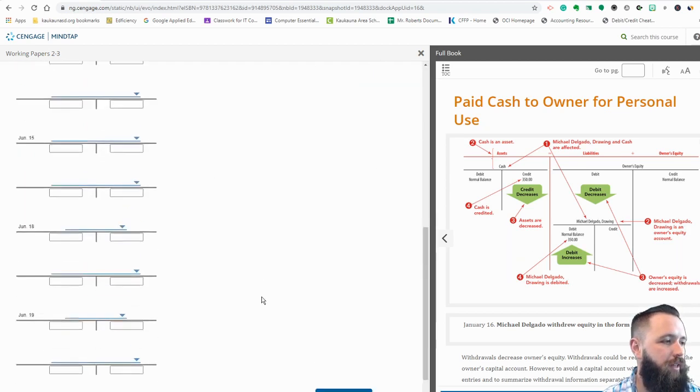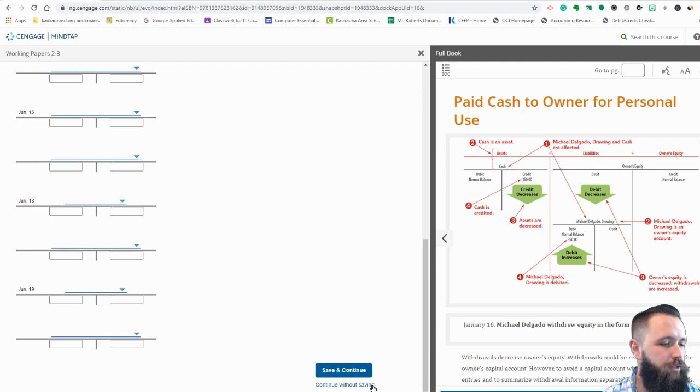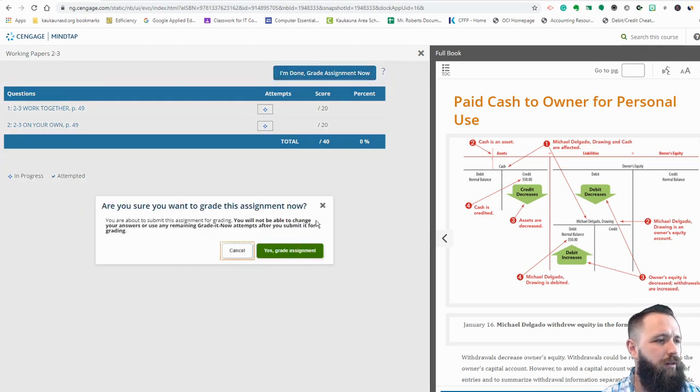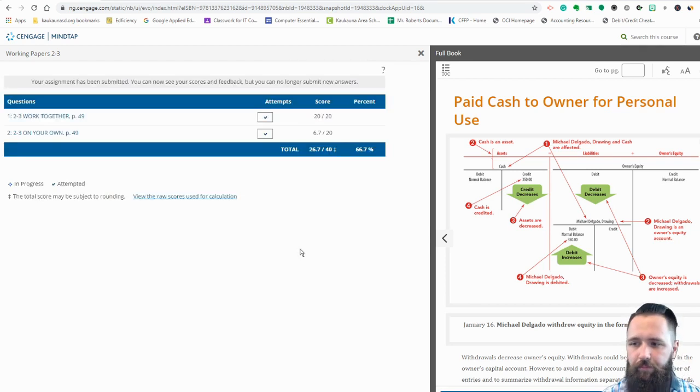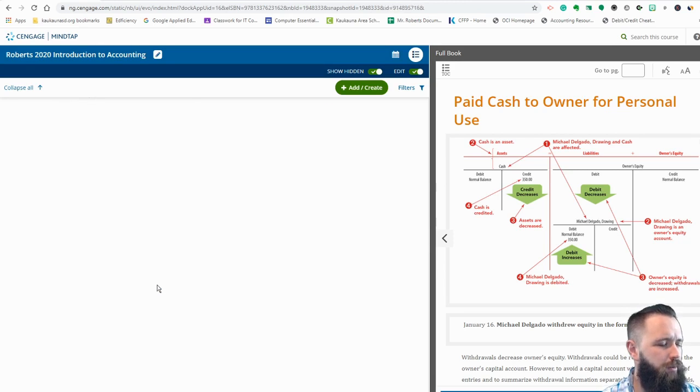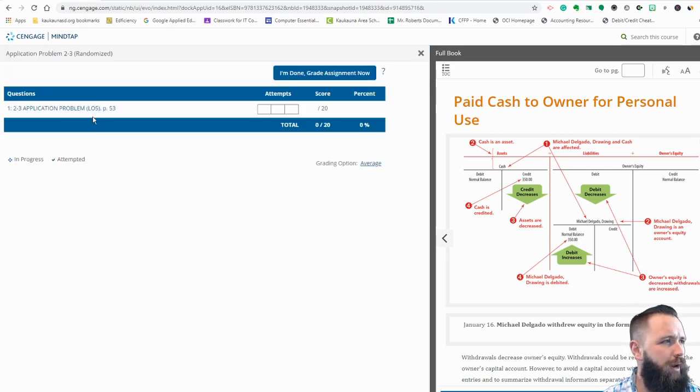So then they have the on your own, which I will let you guys do because we just went through all the transactions that we covered. So I'm done. Let's grade this assignment. Hey, 20 out of 20 up here, okay? So that is the working papers. Let me just pull this up real quick. These will be randomized.